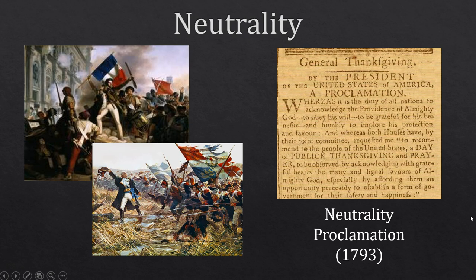Our ambassador from France at the time was a guy named Edmond Genet, and he actually starts trying to recruit Americans to join him in helping fight the French Revolution after Washington issues his Neutrality Proclamation, and Washington fires him because that's a violation of our neutrality.